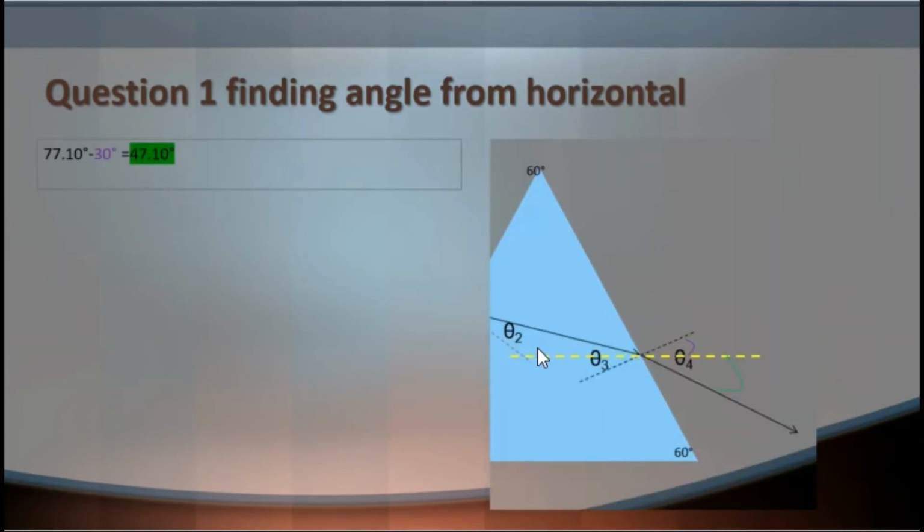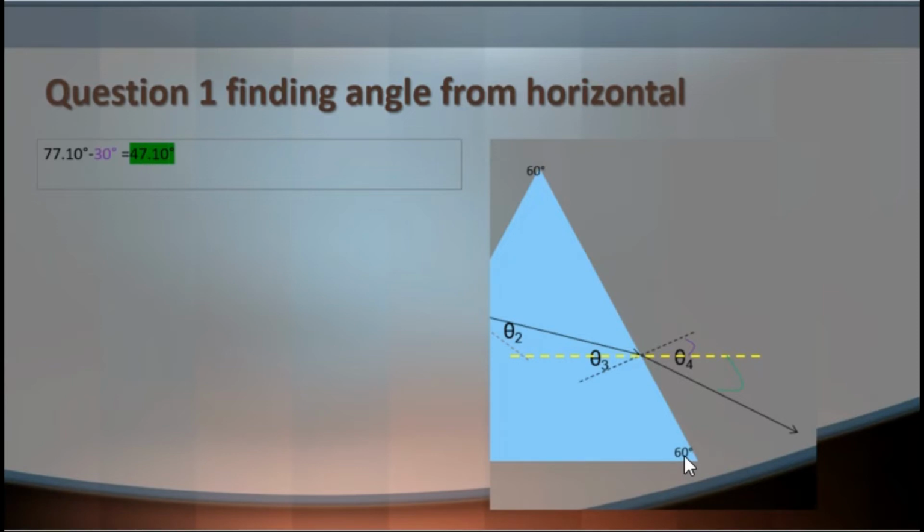Next, we're going to find the angle from the horizontal, since we already know theta 4. As we can see closely here, I made a yellow dashed line which is parallel to the base of the prism. Here is the green line, which we need to find because this is the angle of our interest, the angle from the horizontal. In order to find this green angle, we need to subtract the purple angle here.